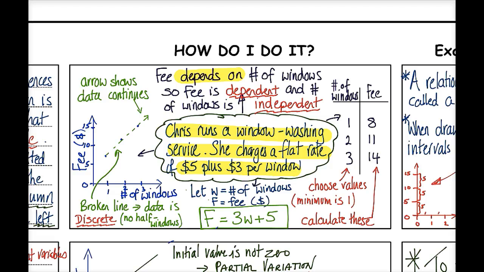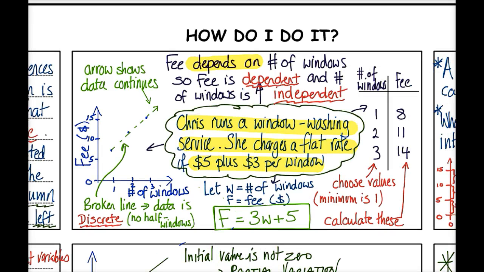Here from the graphic organizer, I'm using this example, and the example itself is listed in the center here. It's highlighted. We've got Chris. Chris runs a window washing service. She charges a flat fee of $5 plus $3 per window. So the first step is to identify the two variables, the two things that change in this example.